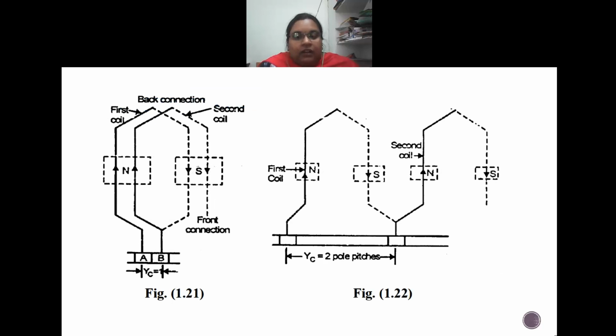This is the right hand side, figure 1.22, that is the wave winding. Here you can see one coil is there and the end of the first coil is connected to the second coil, but they are under one pole pitch. So they are under one pole. If you just assume this will be north pole, this will be south pole. So these two are under south pole.